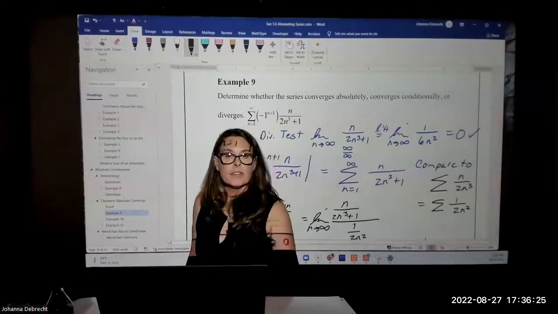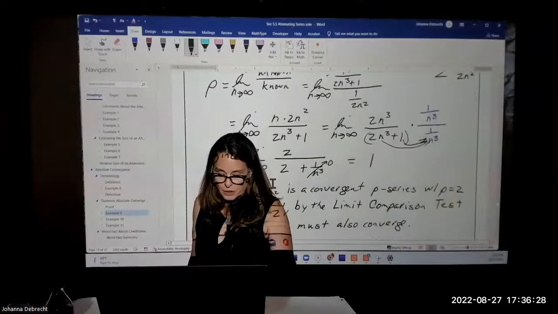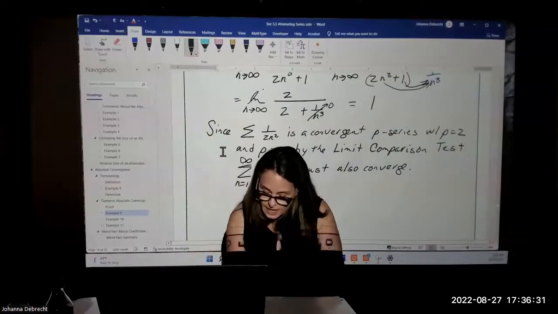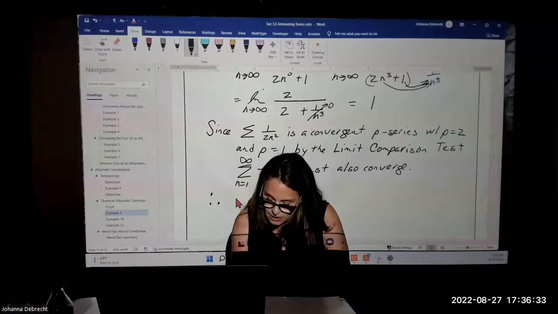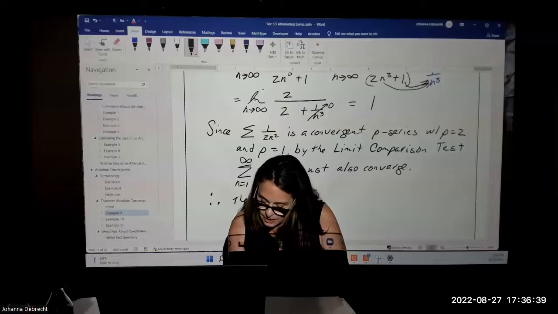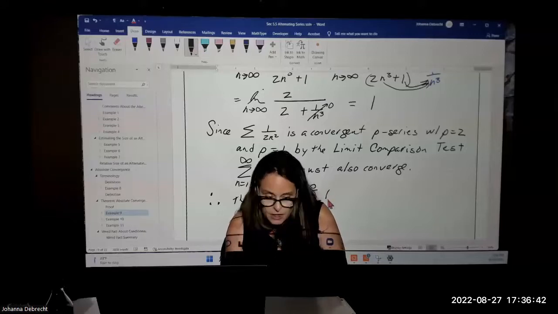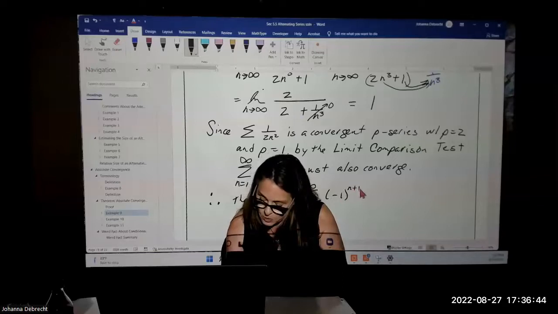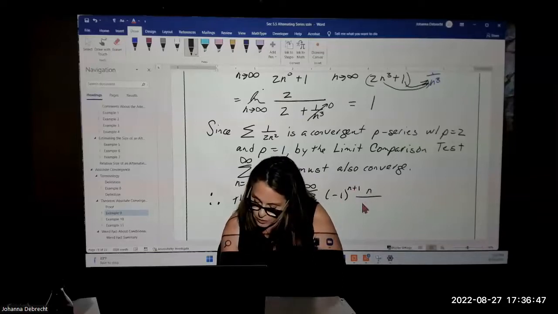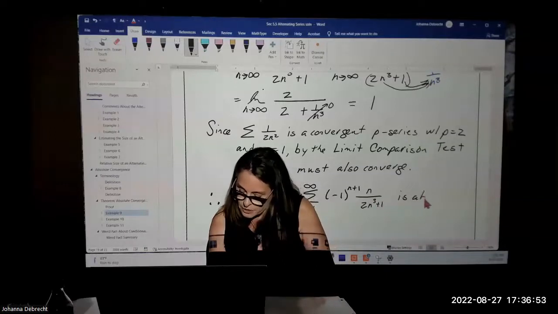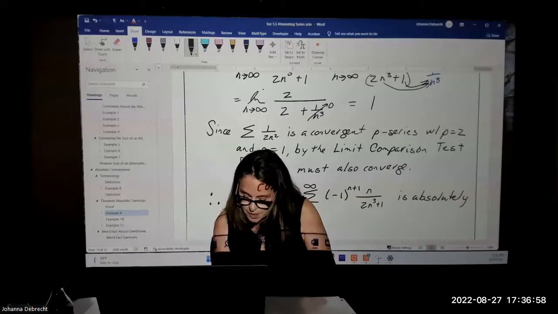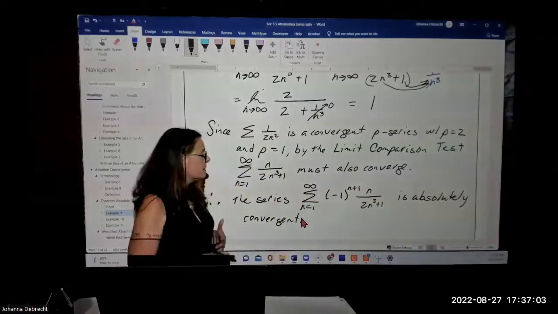So because I found that the absolute value of the summand converges by the limit comparison test, I can then say, therefore, the series, which alternates, the sum from n equals 1 to infinity of negative 1 to the n plus 1, n over 2n cubed plus 1, is absolutely convergent. This is the strongest possible convergence condition that we have. It's the strongest possible we can make.